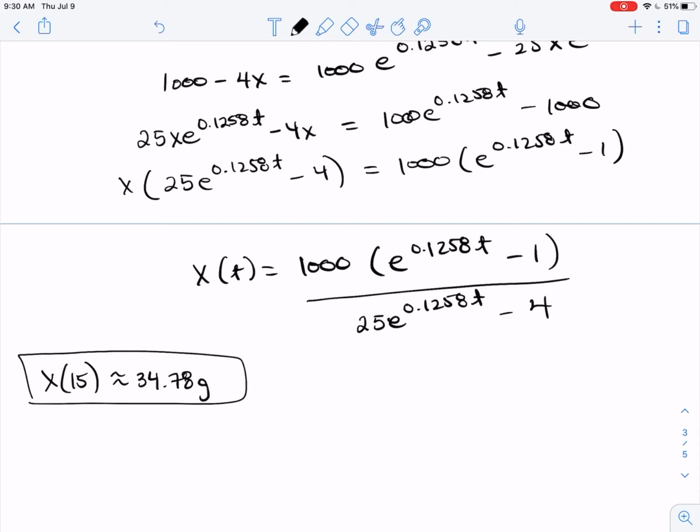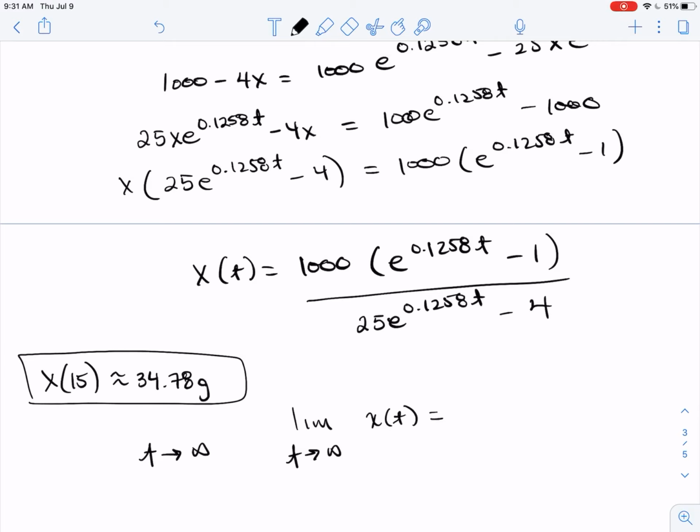And then the second part, they're asking, as t goes to infinity, as time goes on and on and on, does this plateau, meaning does it flatten out, where it's only going to make you so much of that component C, or compound C. So if you do that, really what you're doing is you're taking the limit as t goes to infinity of our function x of t.